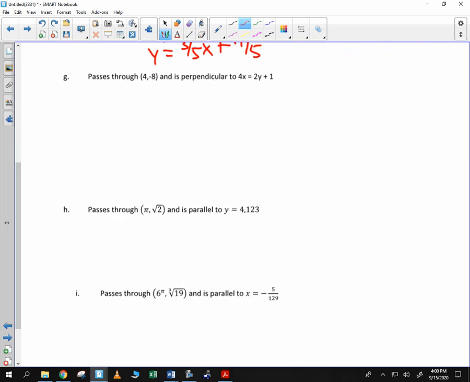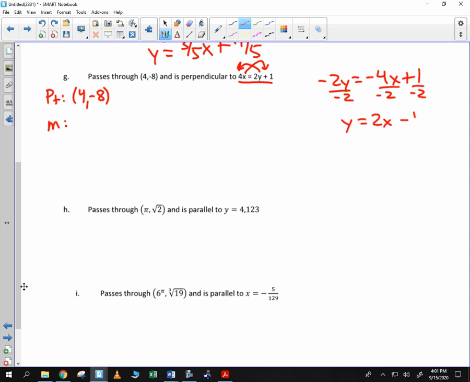What if I want to write an equation that passes through (4, negative 8) and is perpendicular to that? Well, if it passes through (4, negative 8), that's my point. Again, I always write down my coordinate and my slope. If it's perpendicular to this, I first have to find out the slope. If I move the 2y over and the 4x over here, I have negative 2y is equal to negative 4x plus 1. Divide by negative 2, and I have y is 2x minus a half.